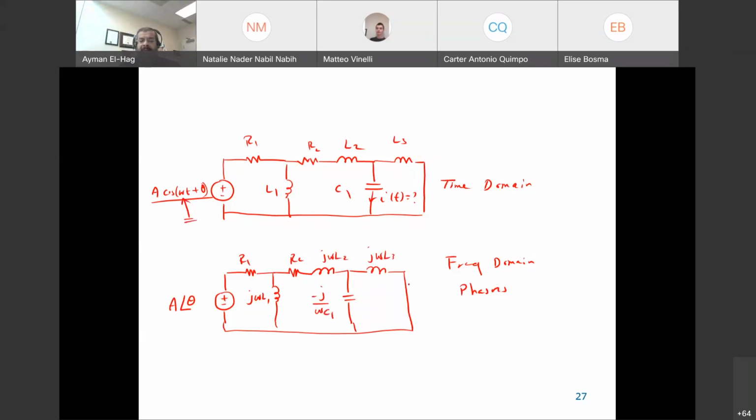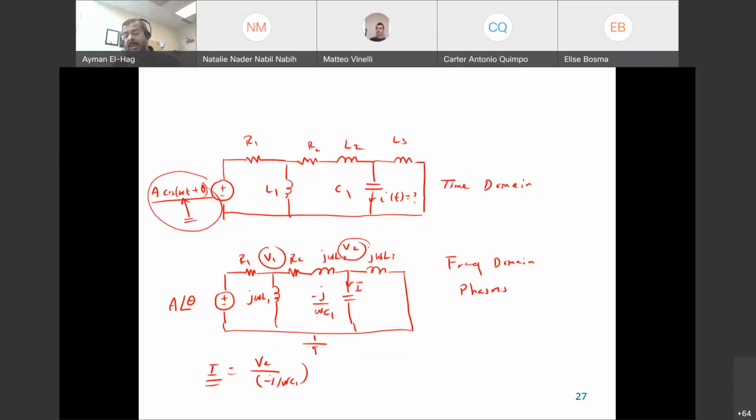Now, once we have the circuit in that format, then I can use, for example, nodal analysis. This will be V1, this will be V2. This is my reference. Find V1 and V2. Your current I here is nothing but your V2 divided by minus j over omega C1. Once you know I, you can convert it back to the time domain. So this is the procedure.